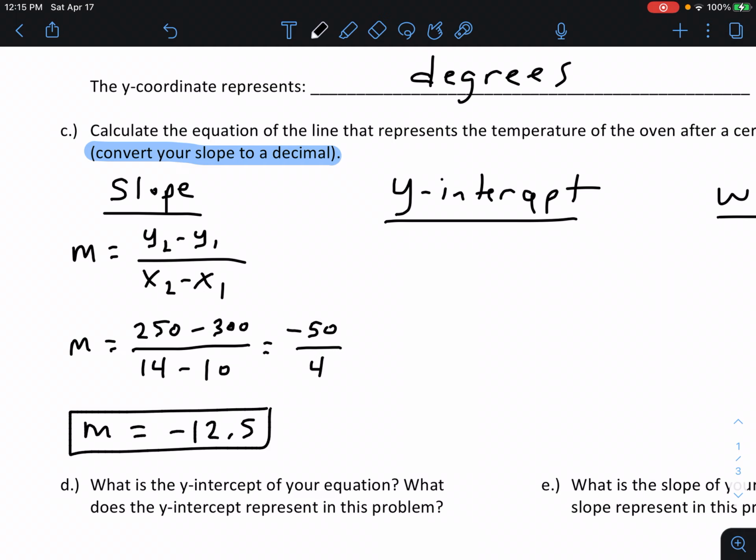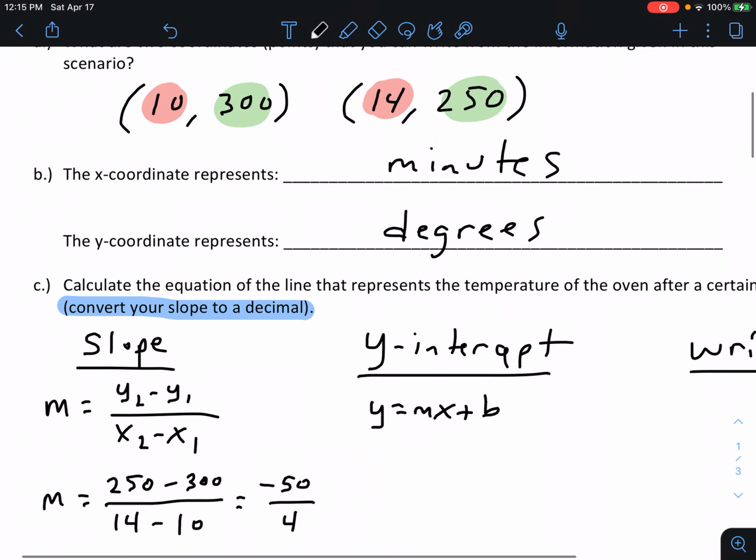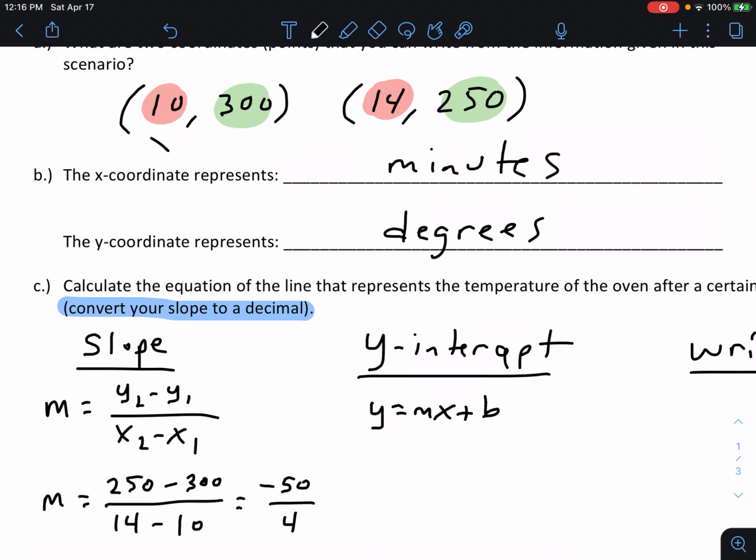All right, second thing we need to do is find the y-intercept. So we're going to take y equals mx plus b, and we're going to plug in that slope we just found, and then we're going to plug in one of these points from up above. And I like the first one, and I'm just going to label those x and y. And so if the y is 300, I'm going to start with 300 down here. I'm going to write my slope that I found, which was negative 12.5. And then in parentheses, I'm going to write the 10 because that's my x value. And then I have plus b.